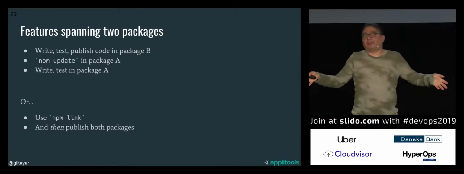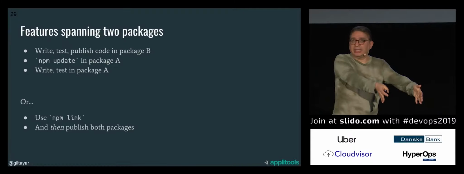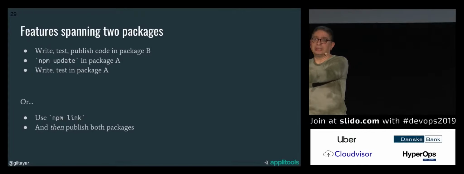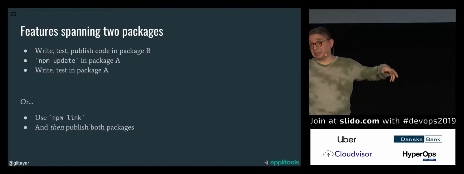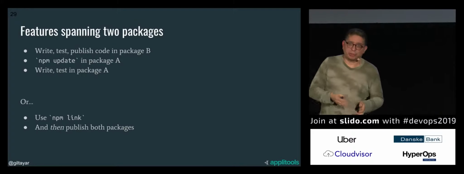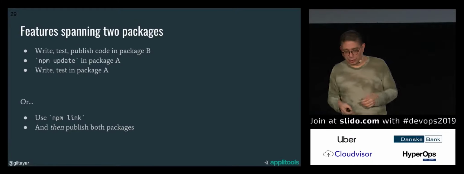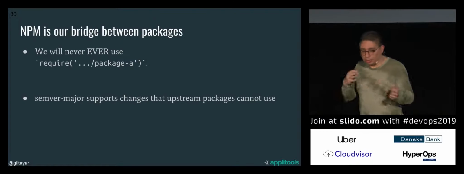What happens when I have a feature spanning two packages? That happens. Well, I first write, test, and publish one, and then I write, test, and publish the other. That's very simple. But what if I want to develop them together? That happens sometimes. I use npm link to connect the two and test them together, and then I publish both packages. npm is our bridge between packages.